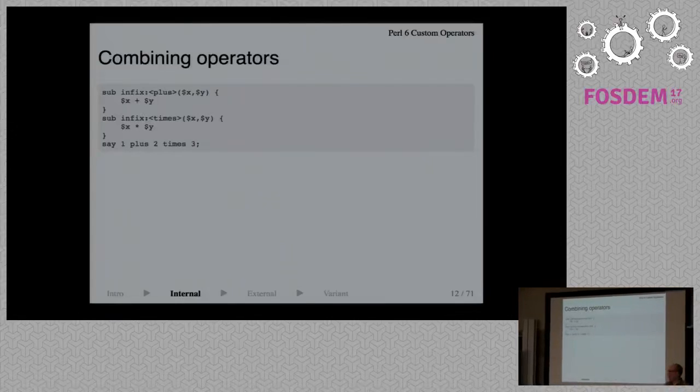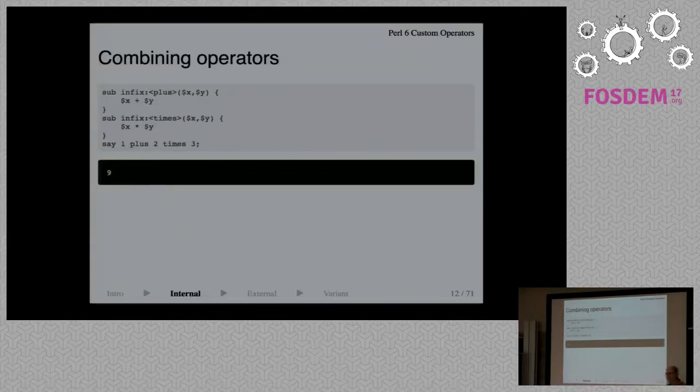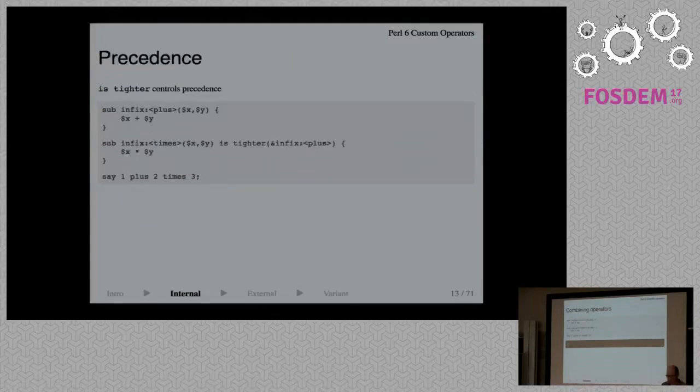Okay, so I heard 1, 9, and 1, 6. So 1 plus 2 is 3. 3 times 3 is 9. So, we wanted to get 7, but we didn't because what's wrong? Precedence, right.